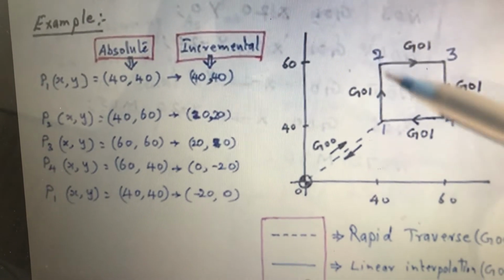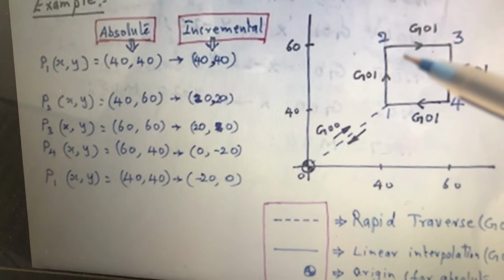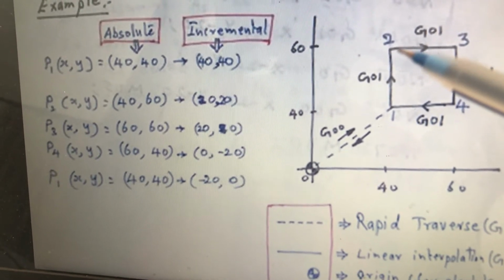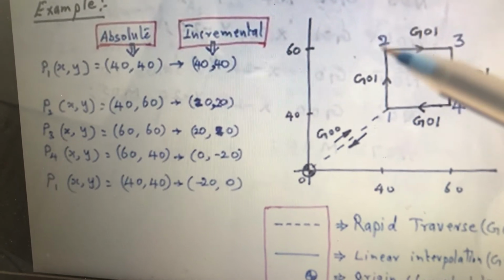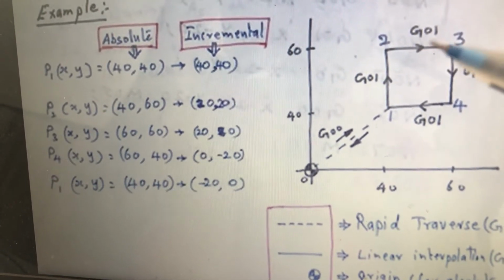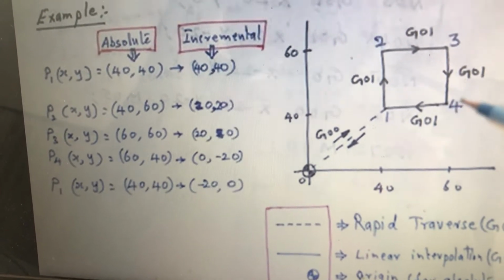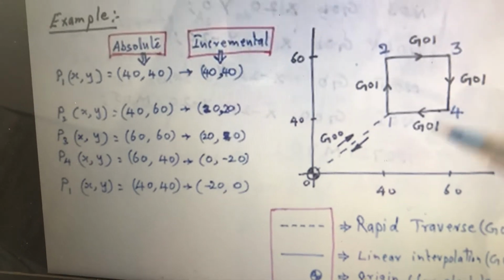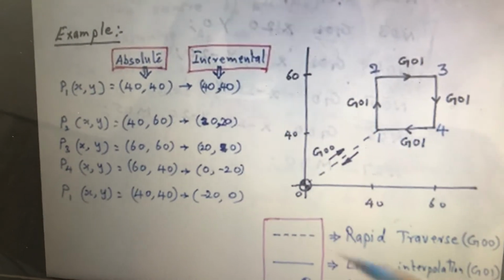So if you fix 2 as origin, assume 0, 0 is there, draw an xy axis and calculate how much x is moving, how much y is moving. You know, the distance in x and y direction, assuming 2 as 0, 0. Like this, assume 3 as 0, 0 and find what is the distance. Like this, assume 4 as 0, 0 and find the value of x and y. So this is how you do it with absolute positioning and incremental positioning.